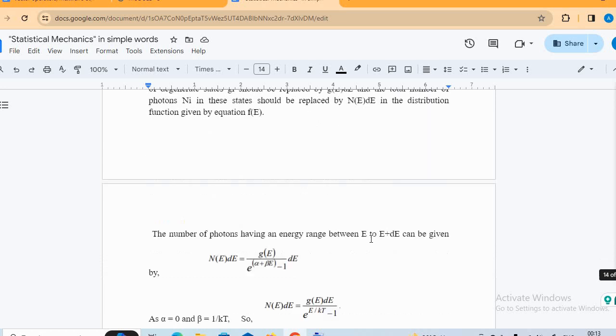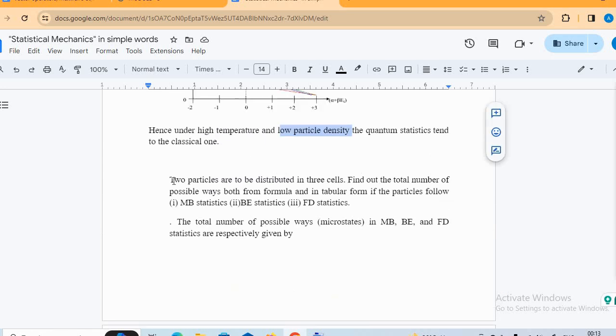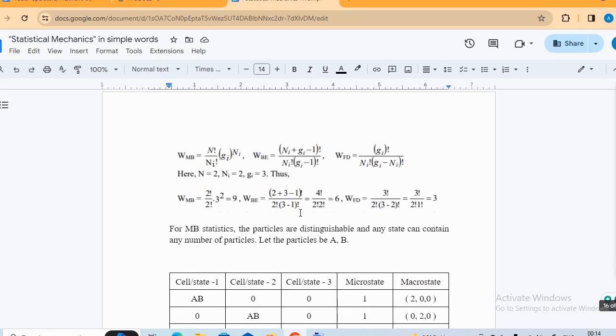Now, come to this point: we have assumed a simple problem where we have two particles arranged in three different cells. That means you can think about the different states. So one can imagine that we have three different states, 1, 2 and 3, and you are given two particles. Once these are classical particles, and another time two quantum particles, Bose-Einstein and Fermi. That means one can think about bosons and fermions. Now, how are we going to arrange these particles in different energy states? To do this, we need to use the concept of thermodynamical probability. So, the formulas are given and we'll try to calculate this.